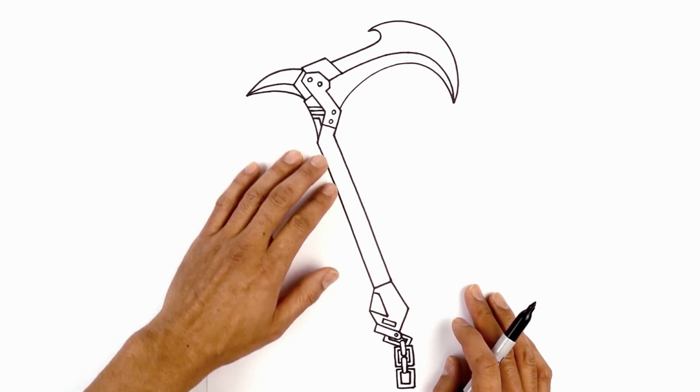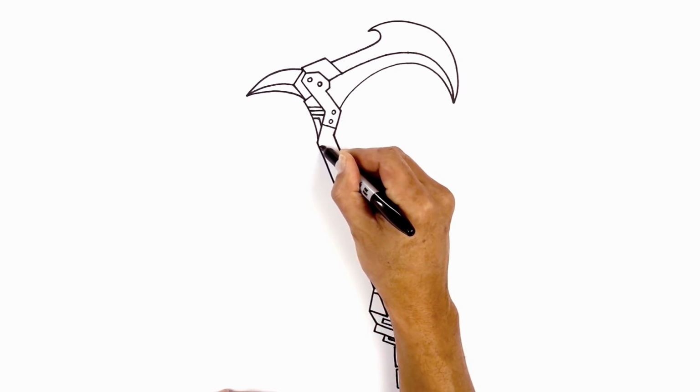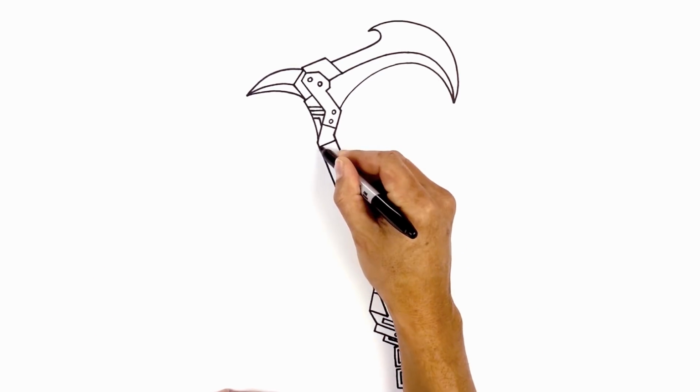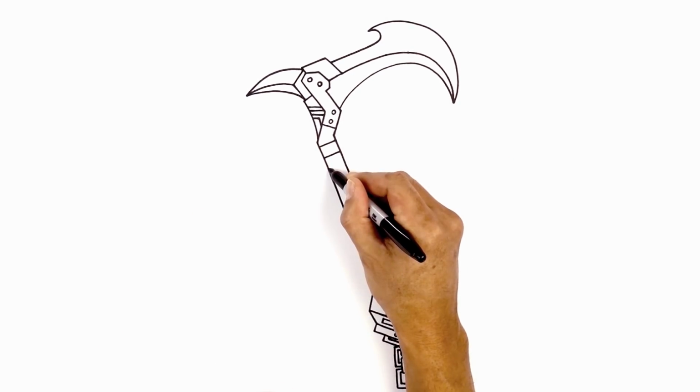Now the last thing we're going to do is add that texture along the handle. We start at the very top, step down, draw a straight angle line going up. We're going to step down, draw that same angle line. We're going to repeat this all the way down towards the bottom.